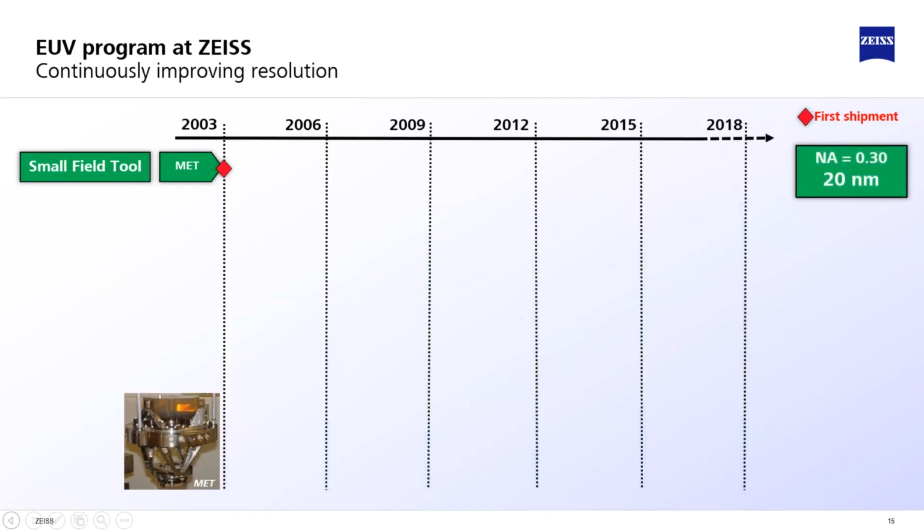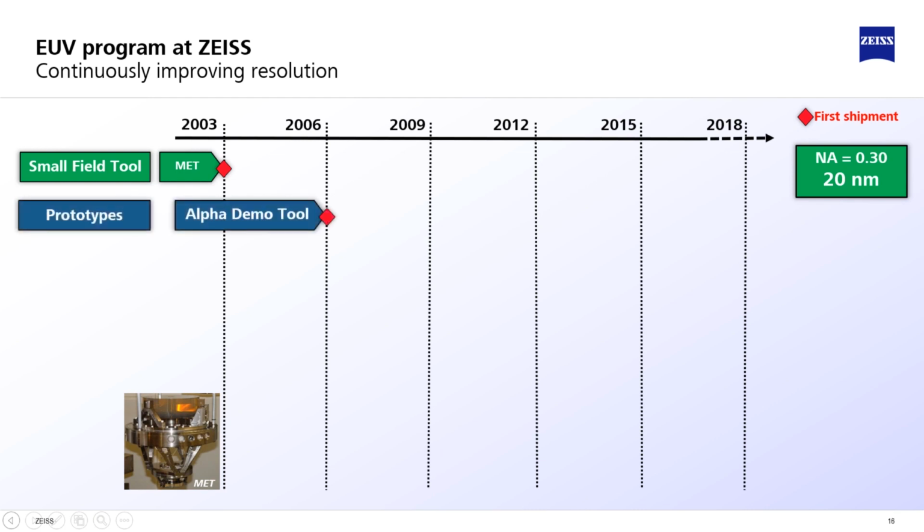In the following years, the resolution capability of the MET could be improved down to 20 nanometer half pitch. The MET has mainly been used for photoresist and mask testing. As a small field tool, the MET did not allow for systematic study of field-dependent imaging effects like flare or chief ray angle rotation.